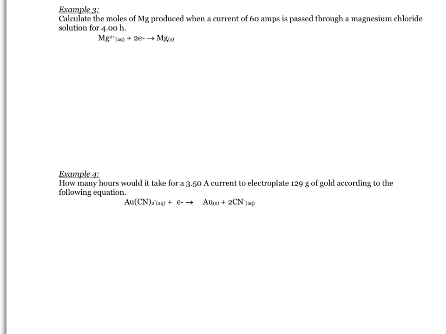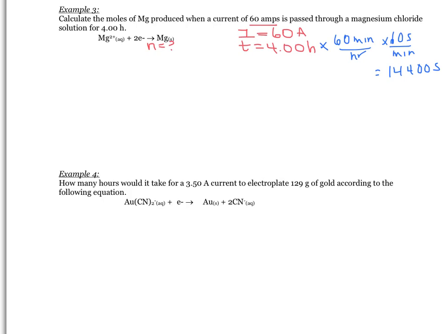Let's try another one. Calculate the number of moles of magnesium produced when a current of 60 amps, so I equals 60 amps, is passed through a magnesium chloride solution for a time of 4 hours. Well, the first thing that you can do is remember that time has to be in seconds, so we'll multiply this by 60 minutes per hour and 60 seconds per minute to give us 14,400 seconds.